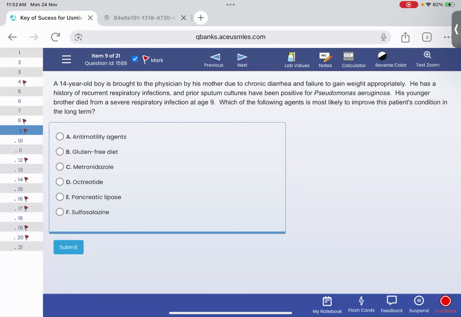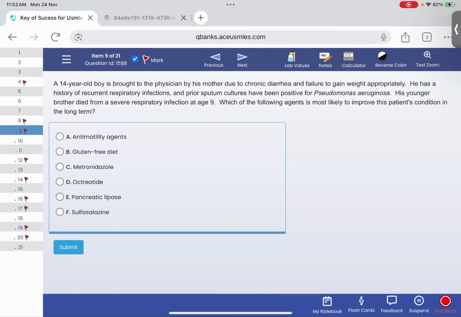Which of the following agents is most likely to improve this patient's condition in the long term? A 14-year-old boy is brought to the physician by his mother due to chronic diarrhea and failure to gain weight properly. He has a recent history of recurrent respiratory infections and prior sputum cultures have been positive for Pseudomonas aeruginosa. His younger brother died from a severe respiratory infection at the age of 7. Which of the following is most likely to improve this patient's condition in the long term?